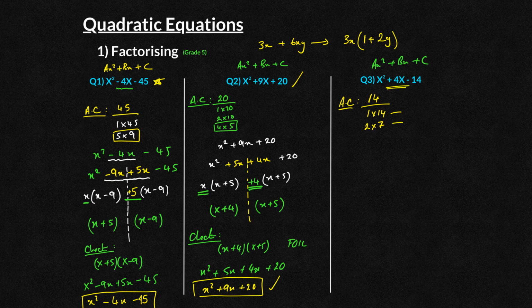So look at the combinations, try them with positive and negative, but if we're looking at this now, we cannot make plus 4x, because we've got plus 7 take away 2, that's going to give us plus 5x. Even if we had negative 2 plus 7, that still doesn't work. So this does not factor.